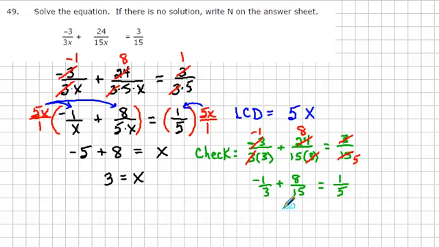Let's use our calculator to check. If we find negative 1/3 plus 8 divided by 15, we get the decimal 0.2. If we find 1 divided by 5, we also get the decimal 0.2. Since we came up with the same value on each side, that means that our answer checks. X equals 3 is the solution.